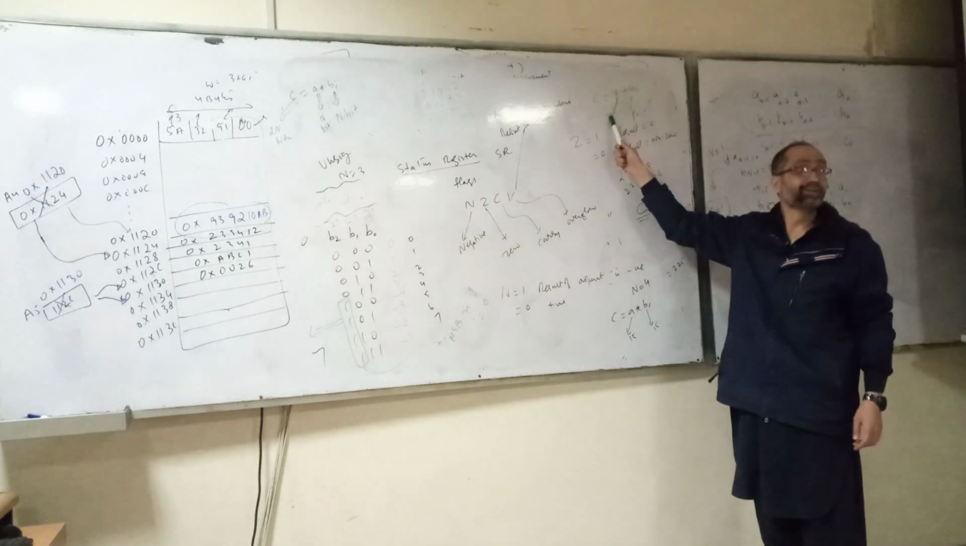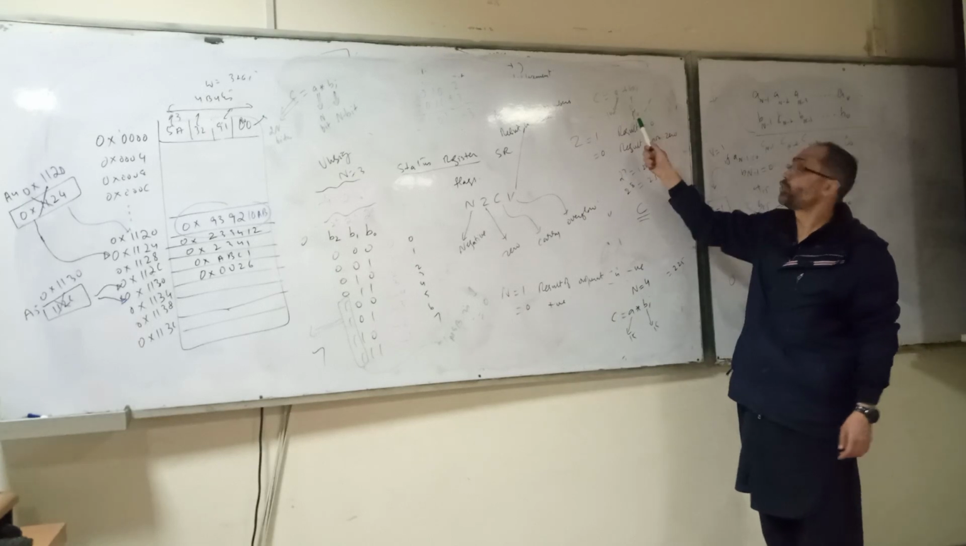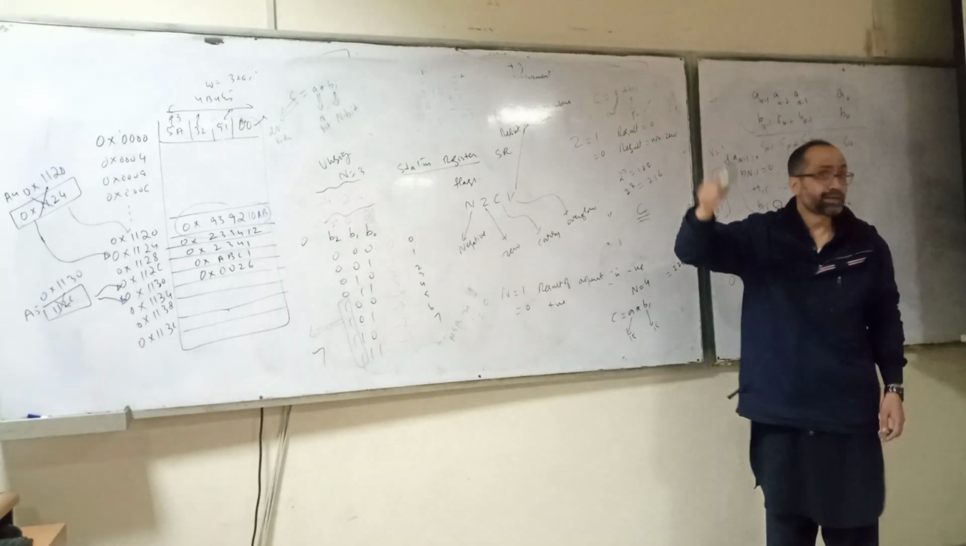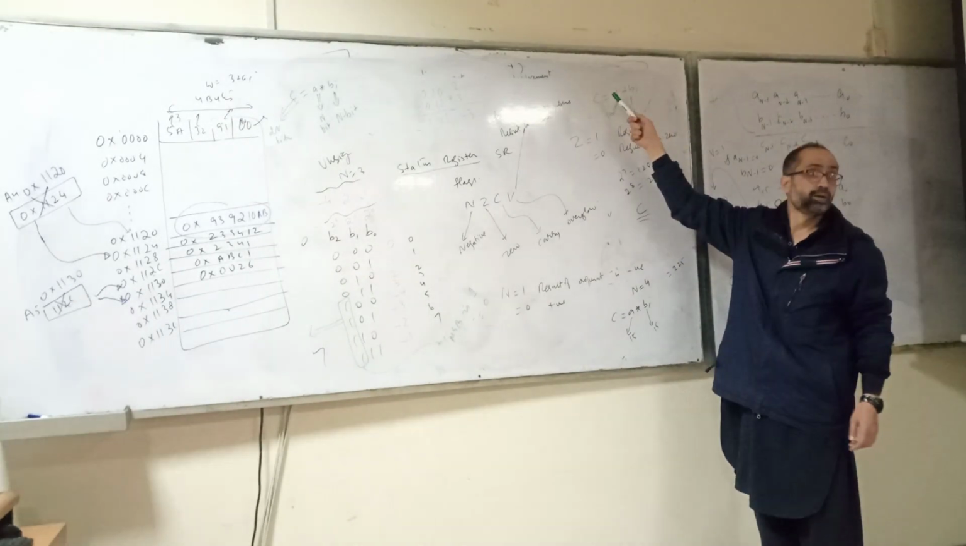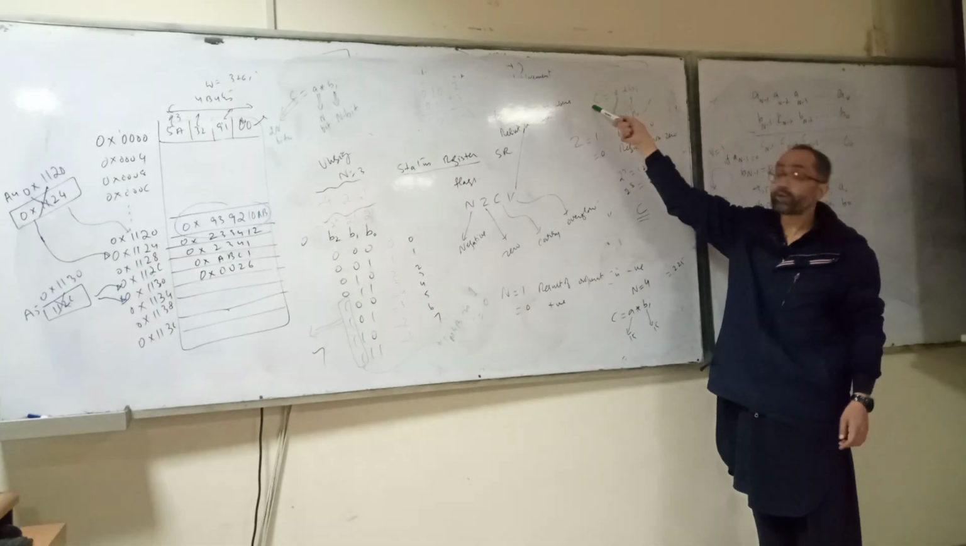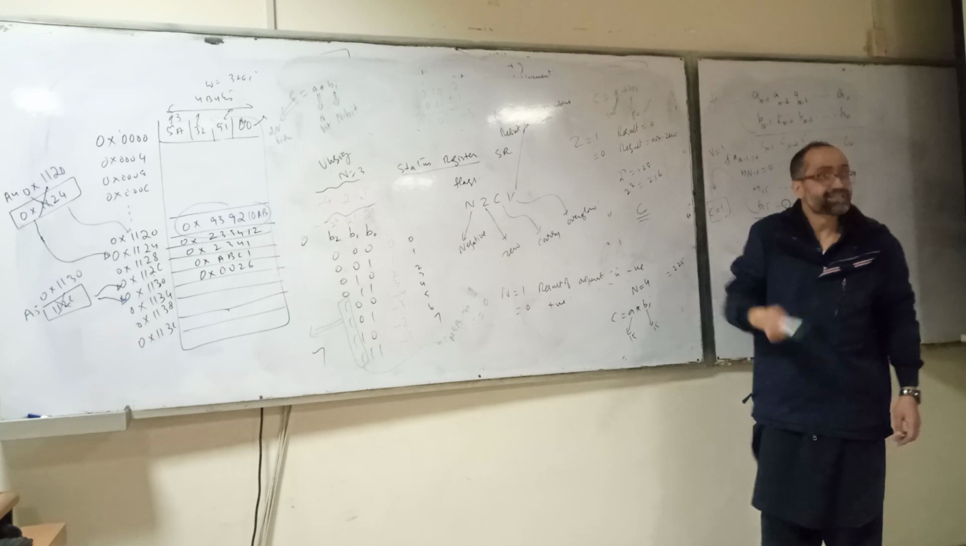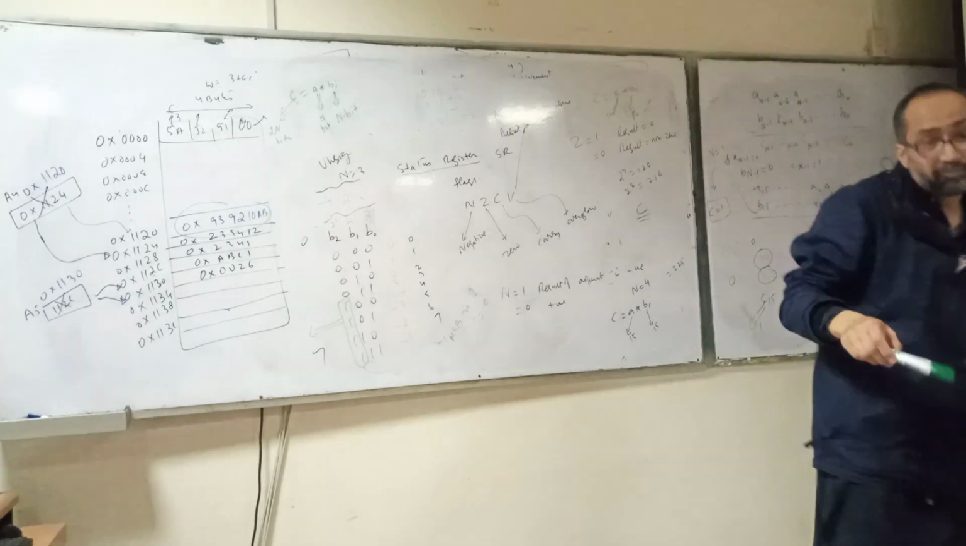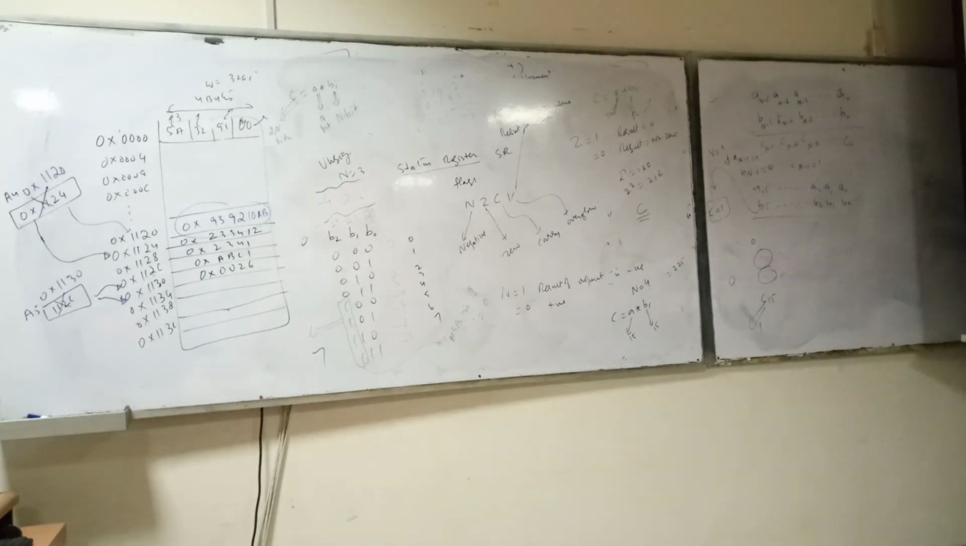Transforming A into integer, B into integer, and then performing addition. Another possibility: transform A into float, B into float, and then what about the result? This is called typecasting. So there are some default rules for the compiler, and the compiler decides. If you do not do the typecasting, the compiler will do the default casting.